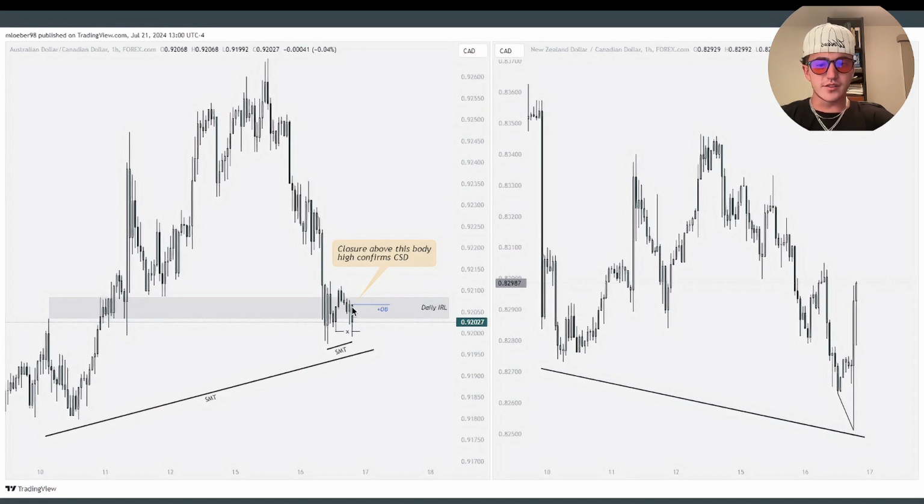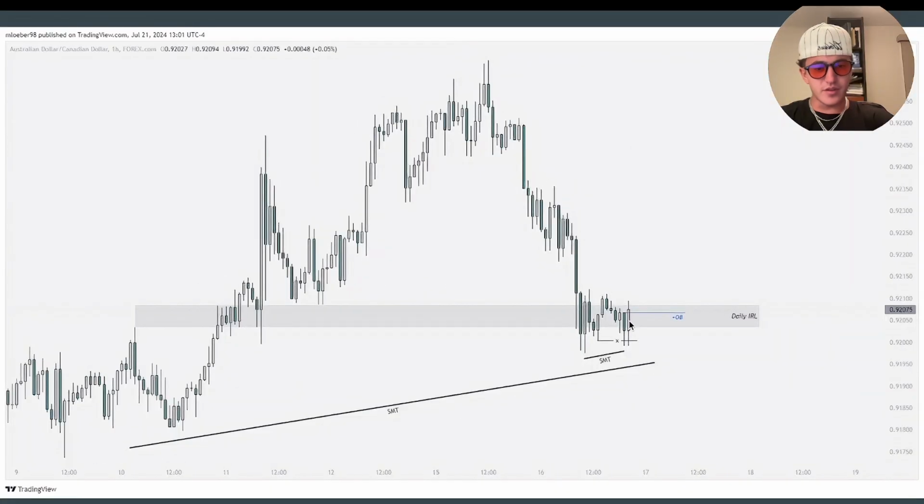So we can utilize this candle as the candle that we would reference for a change in state of delivery and an order block. What we would need to happen here is price needs to close above the body high of that down close candle. That would confirm the CSD and make this down close candle a change in state of delivery and a high probability bullish order block that we could utilize as an entry point.